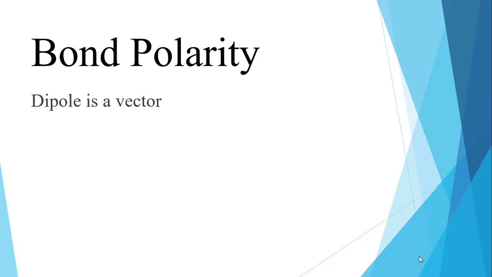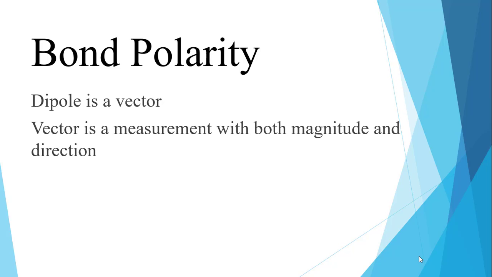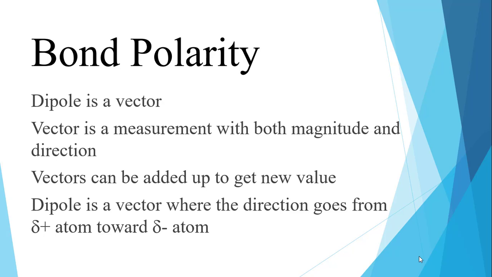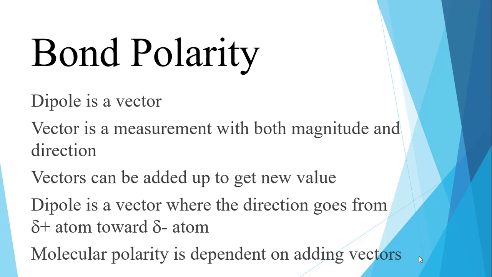The dipole or dipole moment is a vector. A vector is a measurement that has both magnitude and direction. You can take various vectors and add them up to get a new value. A dipole is a vector, and the direction is from the slightly positive atom towards the slightly negative atom. And as we'll see in the next video, molecular polarity is dependent upon adding vectors.